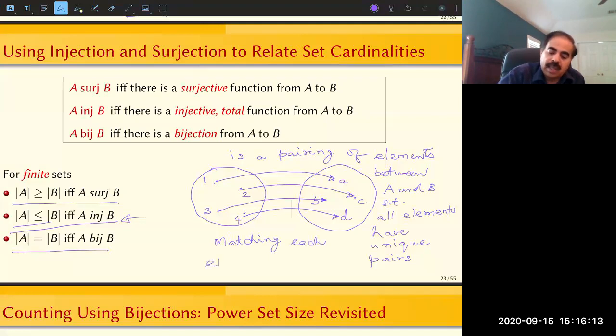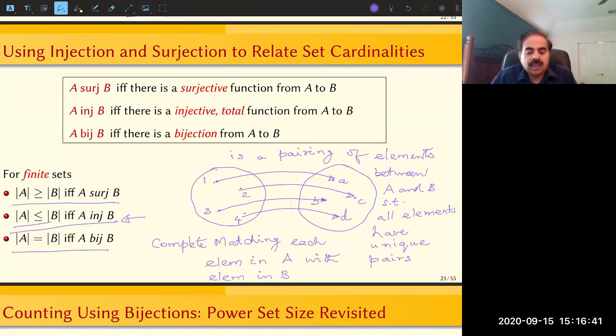Matching each element in A with an element in B, and we can say complete, to say that every element is paired. So you can see that when you can arrange for this kind of matching, then you must have the exact same number of elements in both sets.